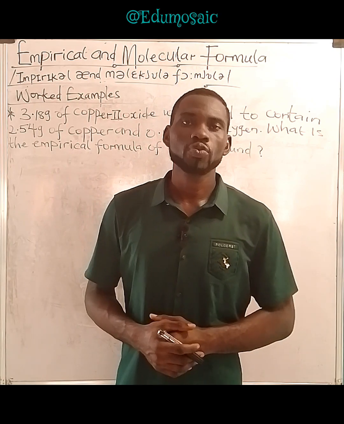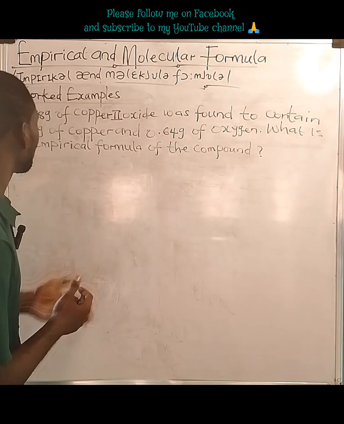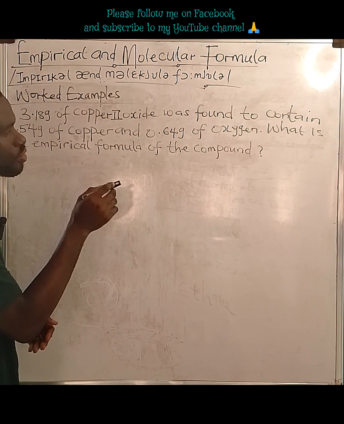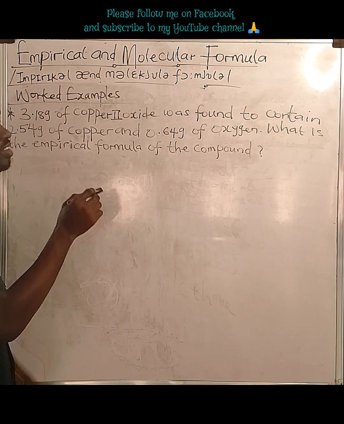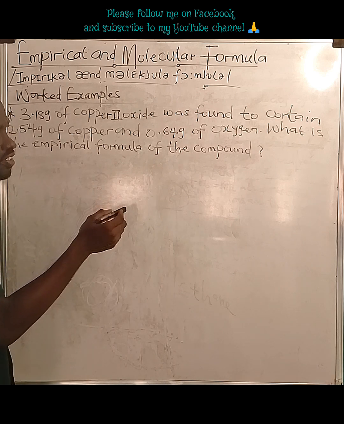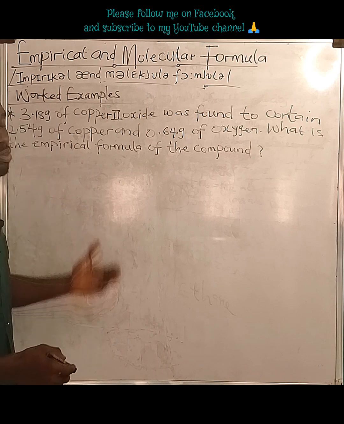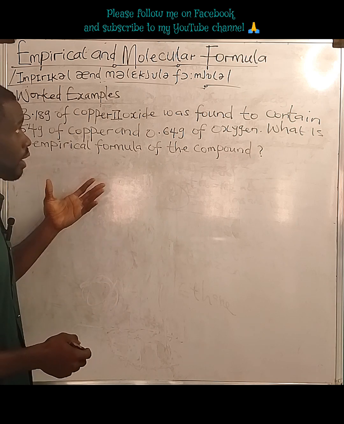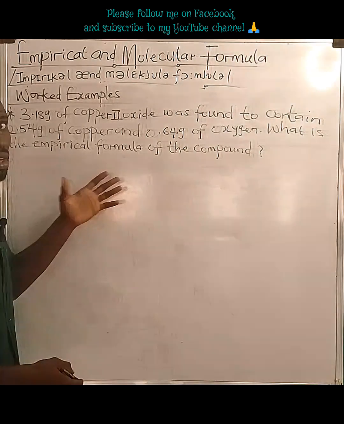Okay, it's time to look at some worked examples. So right here we have the first question on the board. 3.18 gram of copper 2 oxide was found to contain 2.54 gram of copper and 0.64 gram of oxygen. What is the empirical formula of the compound? Now we've been given all the information we need about this compound, and so we're asked to write the empirical formula of this compound.